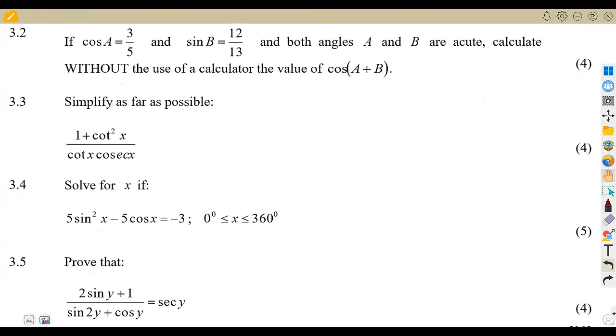Then we are given that the cosine of A is equal to 3 over 5, and also the sine of B is 12 over 13. Both angles A and B are acute.